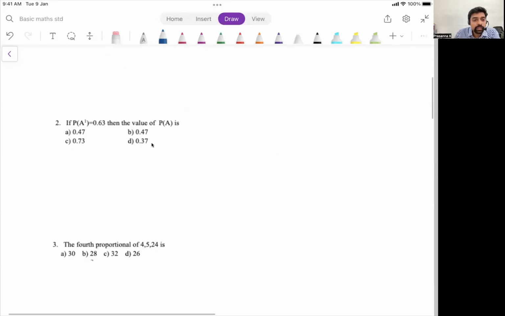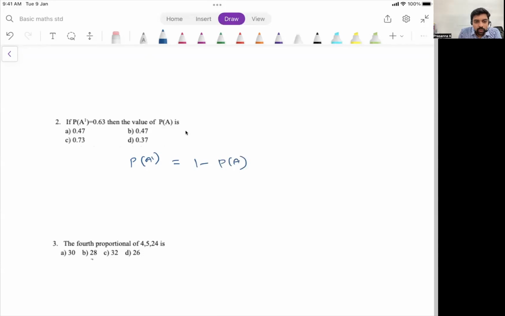Then second question is P of A dash is 0.63. Then find the value of P of A. So P of A dash formula is 1 minus P of A. If you apply this formula, you will get the value of P of A. P of A dash is 0.63, so 1 minus P of A equals 0.63. Solving for P of A, you will get 1 minus 0.63, which is 0.37.